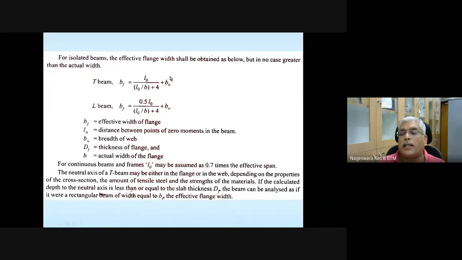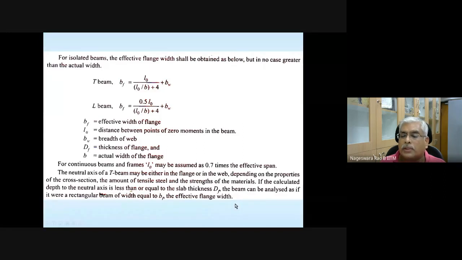For an isolated case, these two equations, depending on whether it's a T beam or L beam, or the previous two equations, depending on T beam or L beam, effective width can be found out. And taking it as a rectangular section, now you can consider this T or L beam as a rectangular section, having total width equal to the effective width BF, and the rest of the things are the same. So there is not much to discuss if the neutral axis is within the flange.